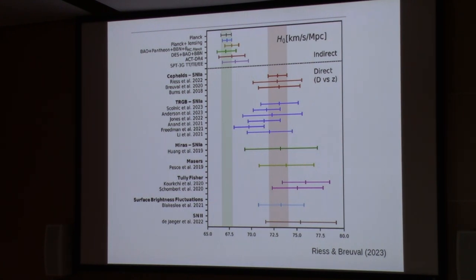And here is another plot depicting the Hubble tension. What is worth noticing here is that all the direct Hubble constant determinations, so based on the cosmic distance ladder, yield a larger value than the indirect determinations based on the cosmic microwave background radiation and the cosmological model.